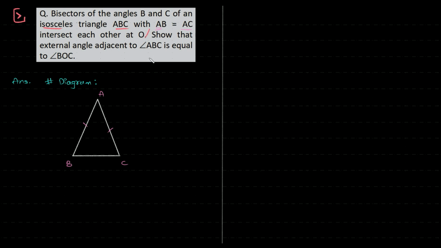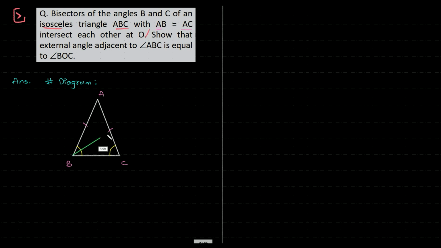In your paper, you should always look for which sides are equal. Let me mark that. And obviously angle B will be equal to angle C. Bisectors of B and C, okay, intersecting at O.